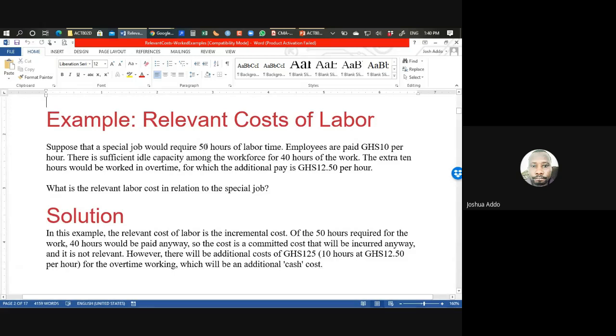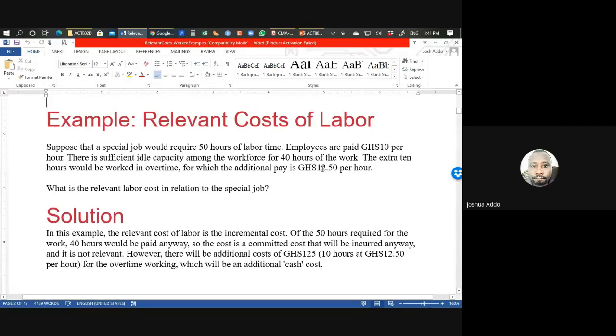But the additional 10 is actually created by making existing labor work overtime. And when they work overtime, overtime is normally paid at a premium. So even though the normal pay is 10 cedis per hour, once they are working overtime, we are depriving them from seeing their families, a lot of social costs. So we have to add something to the normal charge.